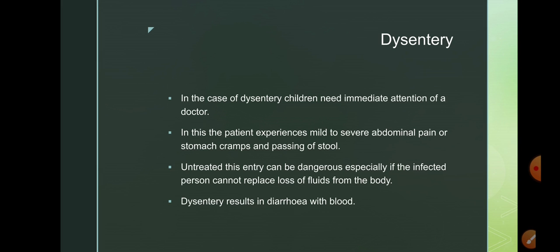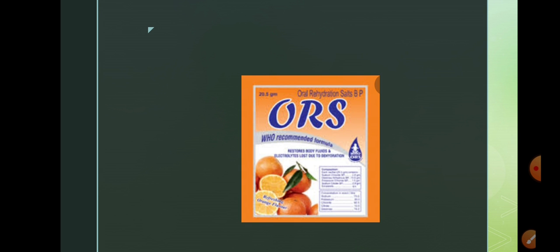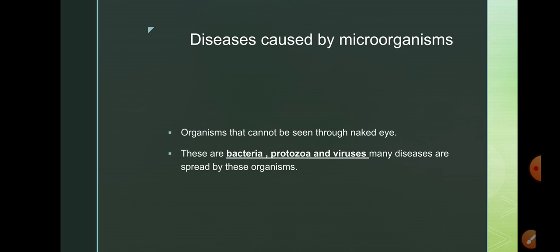Now, how can this loss of fluids be replaced? It can be replaced with the help of a solution known as ORS. As you can see, the full form of ORS is oral rehydration solution. It is given at regular intervals, and we can prepare it very easily at home. For that, we need 6 teaspoons of sugar, half a teaspoon of salt, and 1 liter of boiled water. We mix all these ingredients into the water, stir well, and give it to the patient at regular intervals.